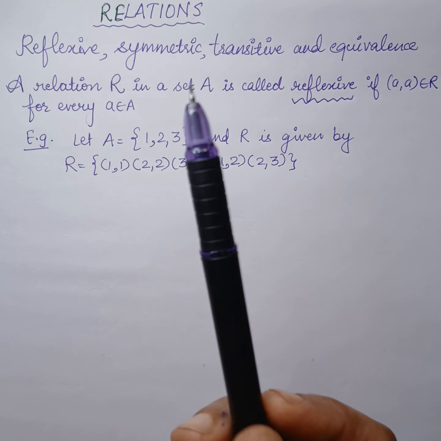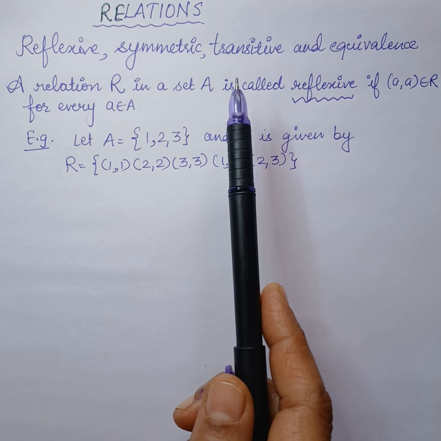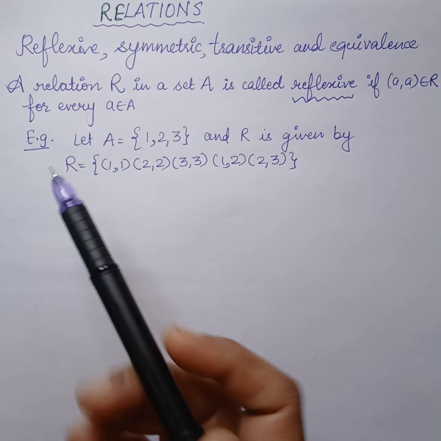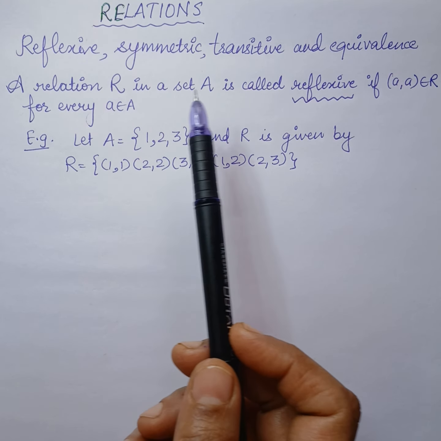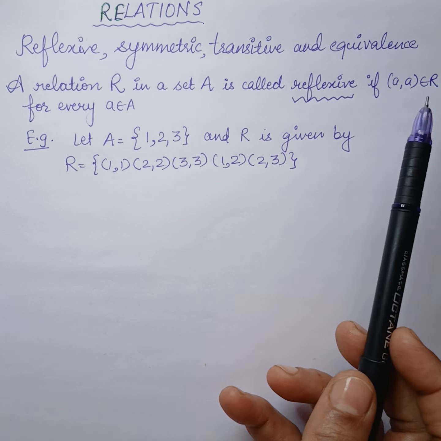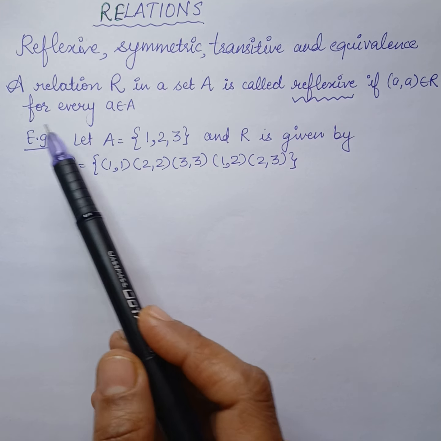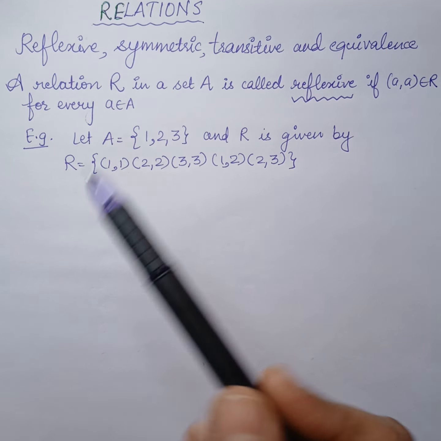Let's continue with the topic relation and learn what are reflexive, symmetric, transitive and equivalence relations. A relation R in a set A is called reflexive if (a, a) belongs to R for every a belongs to A. Let us consider an example to understand this.